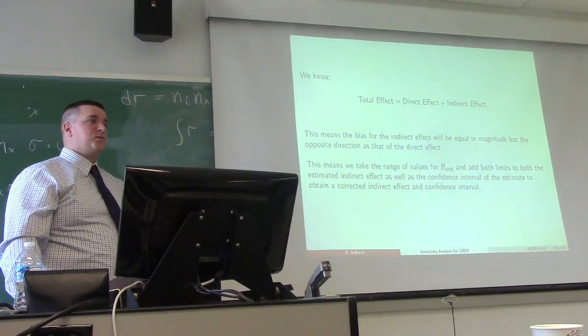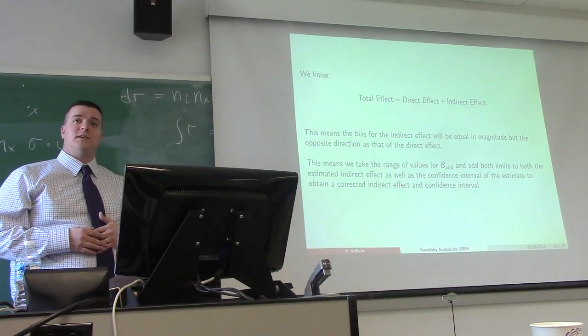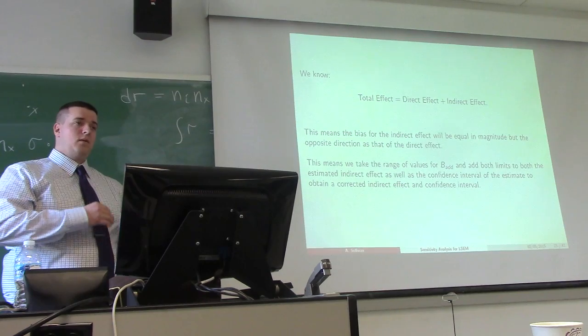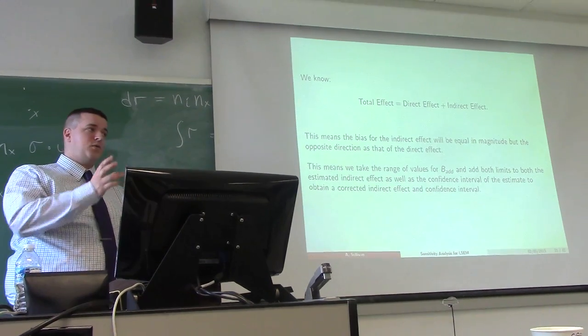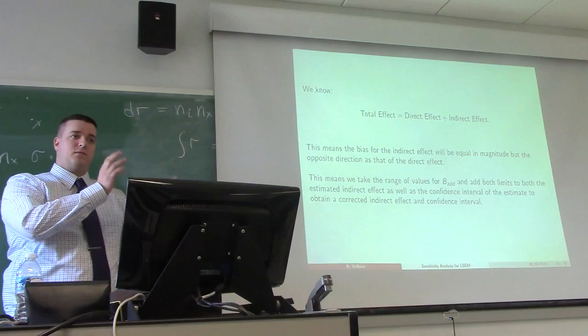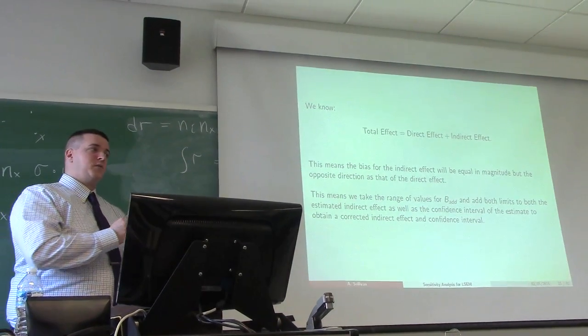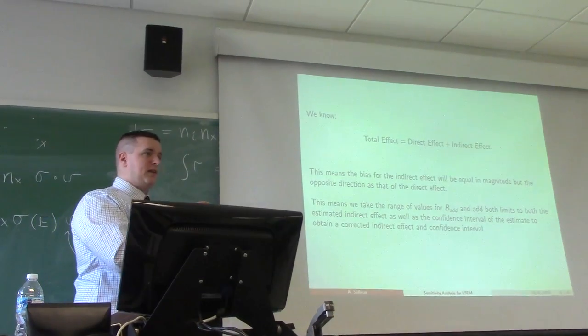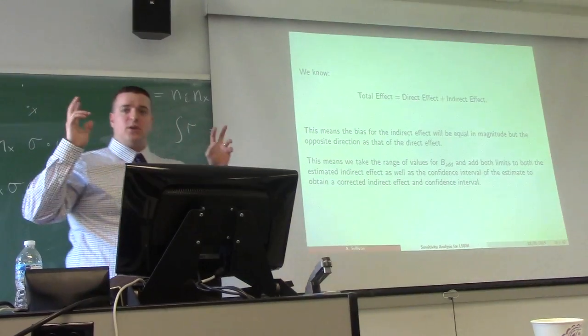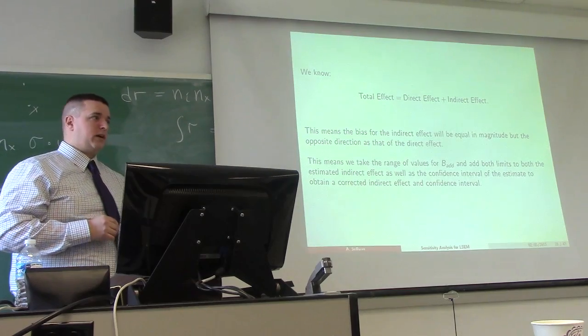And again, because we're specifying a range for this, we would subtract both of these values from our direct effect to have a range of corrected values, you could call them, for your direct effect. In this case, we would add that range of values, and we'd have what you refer to as a corrected indirect effect as well.